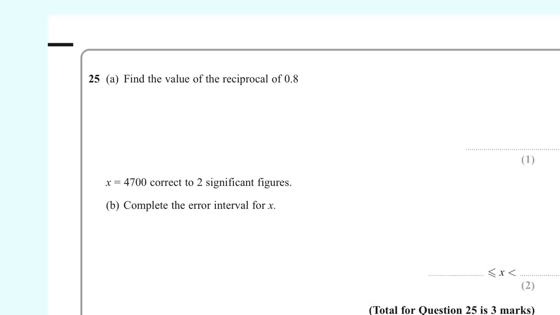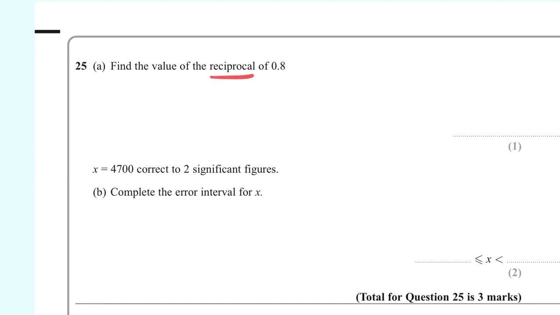This is really quick. Reciprocal just means 1 divided by whatever the number is. So 1 divided by 0.8. Pop that in. You get 5 over 4.